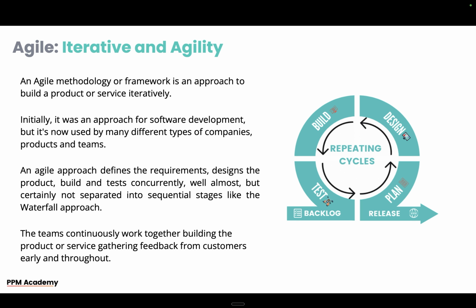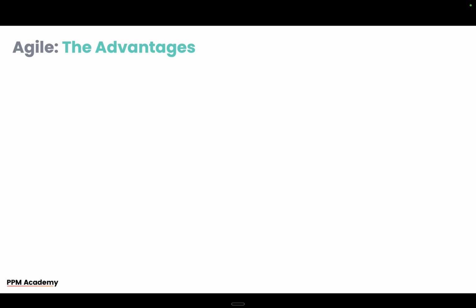And an agile approach defines the requirements, designs the product, builds and tests concurrently. Well, almost, but certainly not separated into really siloed sequential stages like the waterfall approach. And the teams continually work together, building the product or service, gathering feedback from customers early and throughout. So it's a set of repeating cycles like you can see on the right there.